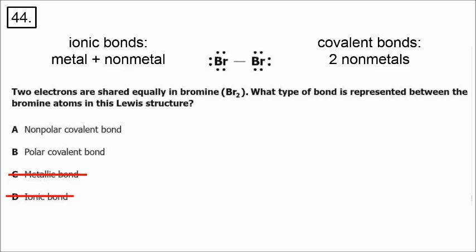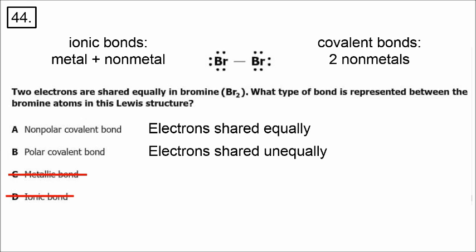In a nonpolar covalent bond, electrons are shared equally. In a polar covalent bond, electrons are shared unequally. Here the 2 electrons are shared equally. It is a nonpolar covalent bond.